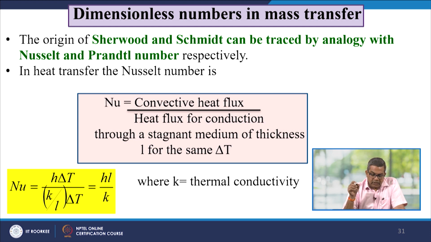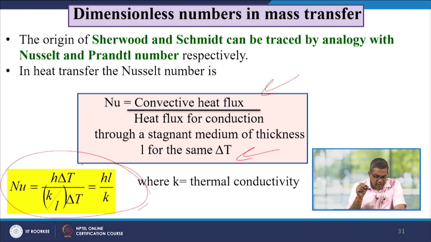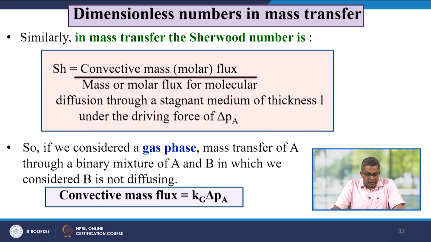In heat transfer, the Nusselt number is equal to the convective heat transfer over the heat flux for conduction through a stagnant medium of thickness L for the same delta T, and this can be mathematically represented as Nusselt number equals h delta T over (k over L) times delta T, that is hL over k, where k is the thermal conductivity.